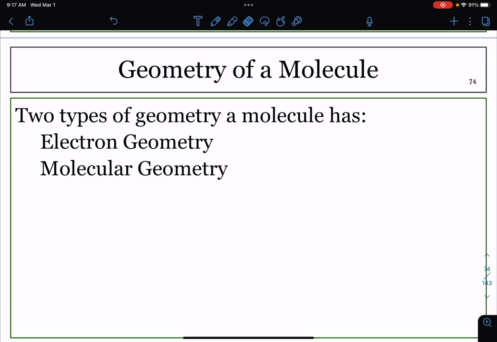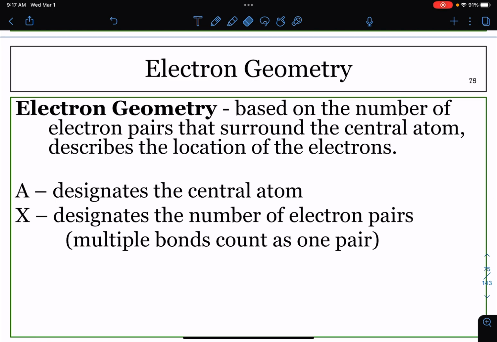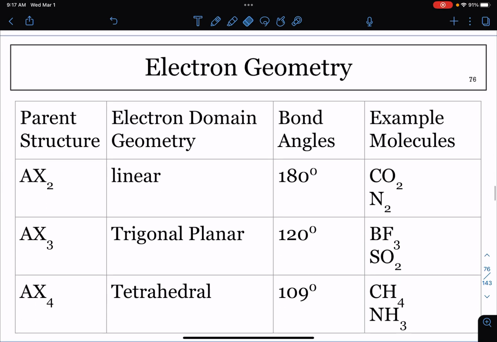All right, so we're going to look at 2 different types of geometry: electron domain geometry as well as molecular geometry. First, let's look at the electron geometry, and this is based on the number of electron pairs that surround the central atom, whether they are bonding or not. So we use a symbol of A, which designates the central atom, and the X designates how many electron domains are around the central atom, whether it's a lone pair or a bonding pair. So here's a nice little chart to show this.